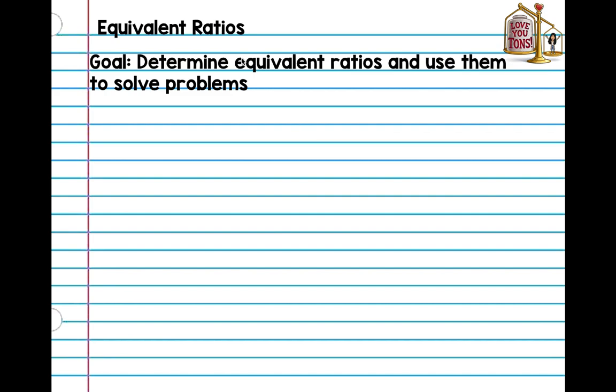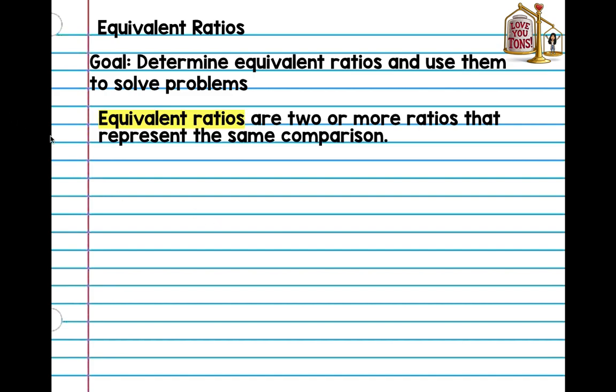All right, so grab your notebook, make sure you're taking some good notes. Today we're going to determine equivalent ratios and use them to solve problems. This lesson is very, very important, and you need to make sure that you're taking your time, just pausing anytime you need help. Okay, so an equivalent ratio is just two or more ratios that represent the same comparison.